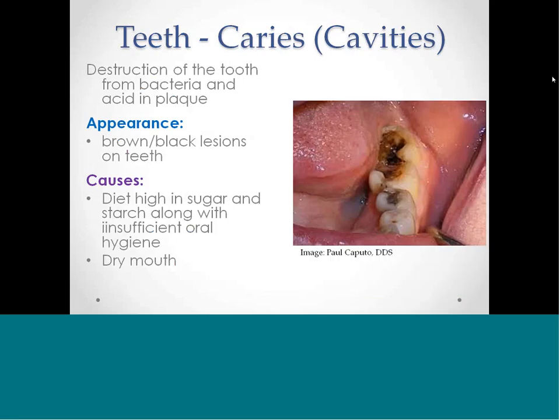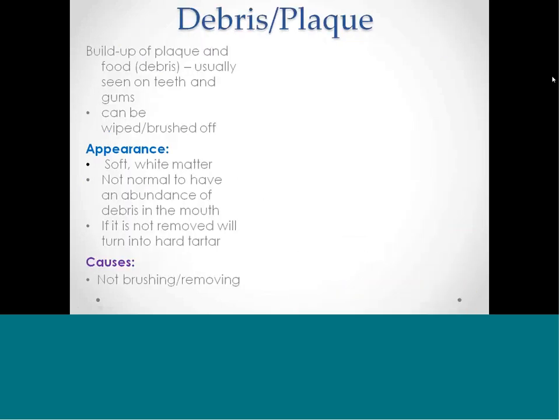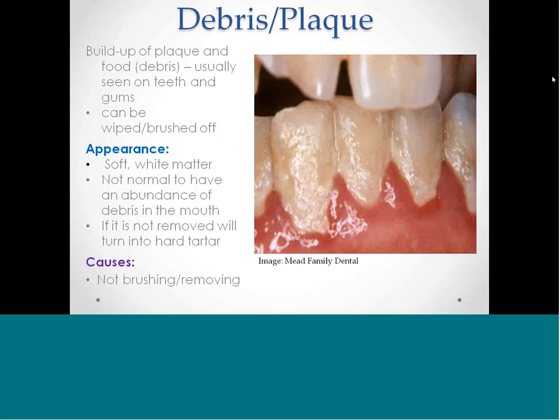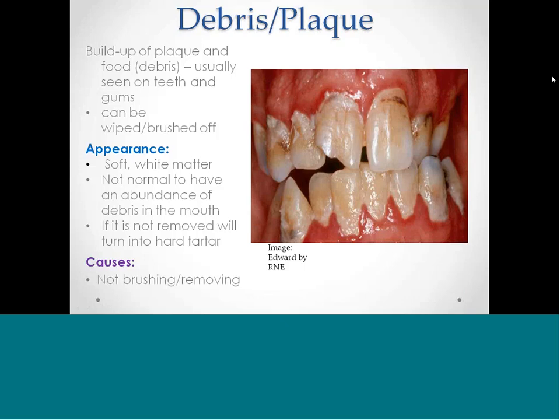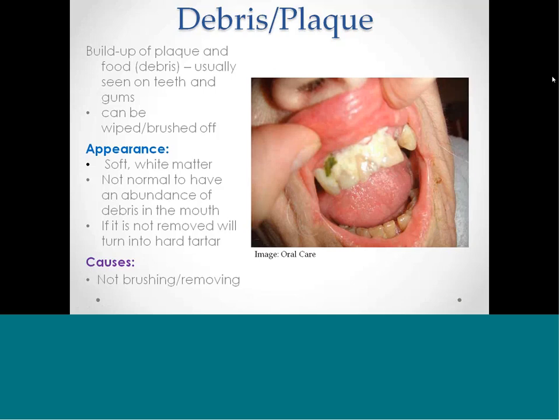Debris, plaque. Plaque is a mixture of food debris and bacteria that builds up in the mouth, and it can be wiped off. It is not normal to have an abundant amount of debris on the tooth. If buildup persists, it will form into calculus, a chalky white or stained hard substance, which is commonly known as tartar. Tartar needs to be removed by a dental professional at regular oral care appointments.